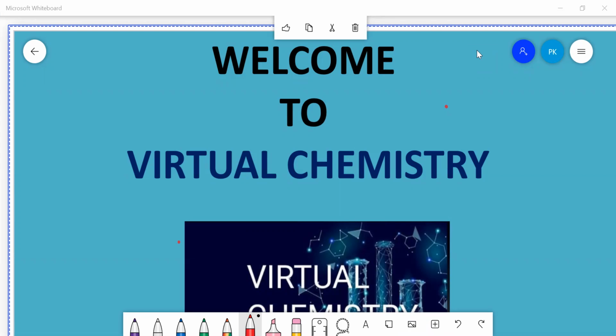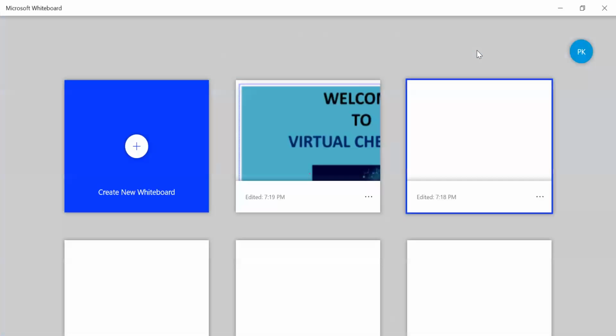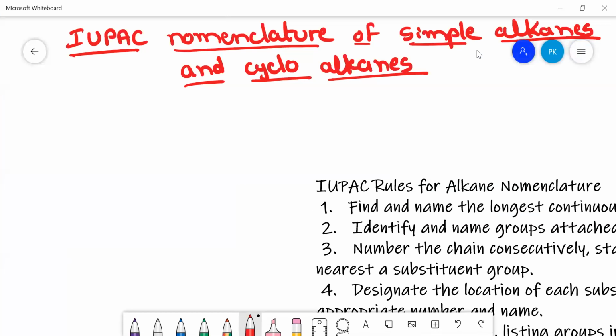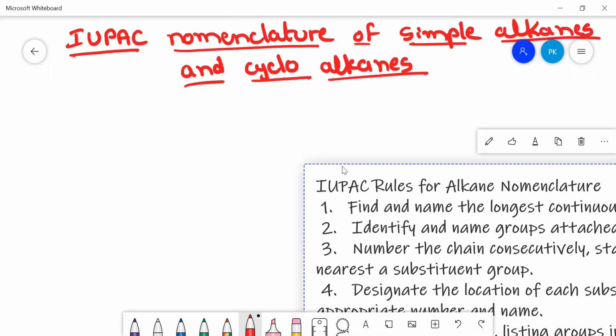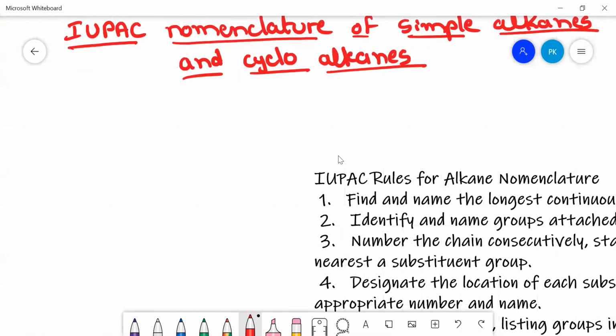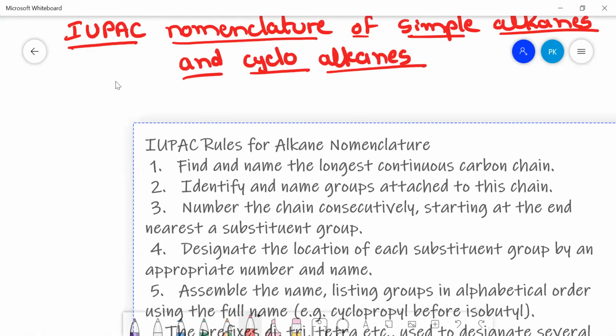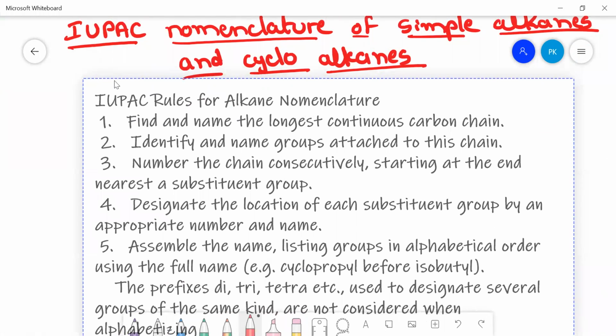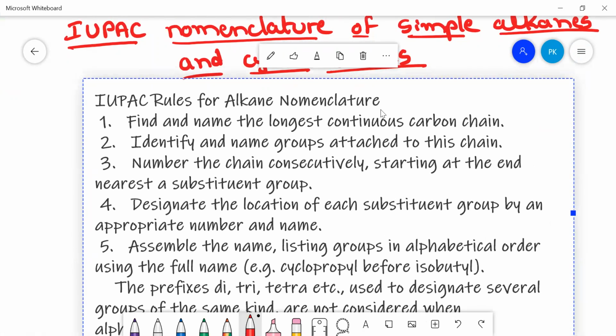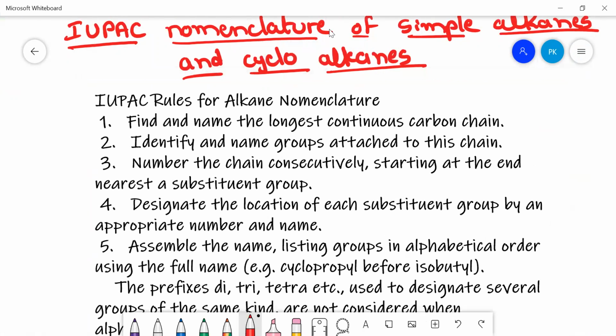Let us continue today's topic, that is IUPAC nomenclature of simple alkanes and cycloalkanes, students. Today I am going to tell you what are the various rules that we have to follow while naming simple alkanes and cycloalkanes.